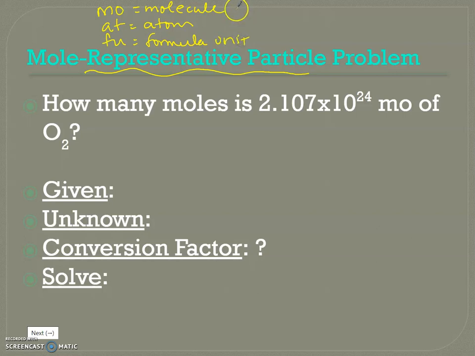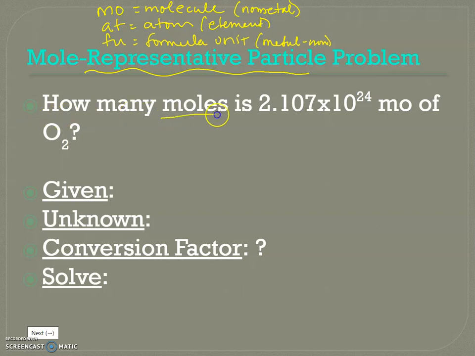So a molecule is going to be your nonmetal covalently bonded compound. Your atoms are your elements. And formula units are going to be your ionic metal, nonmetal compounds. All right, so this is how we're going to convert between them.